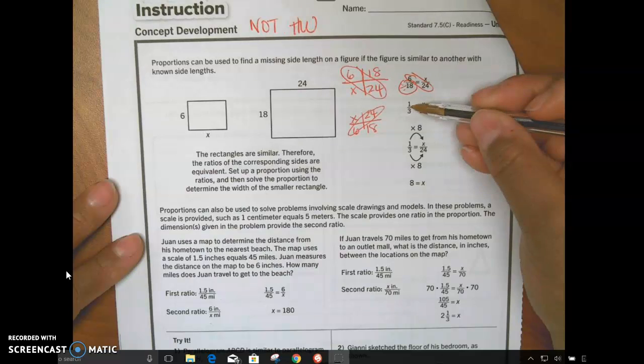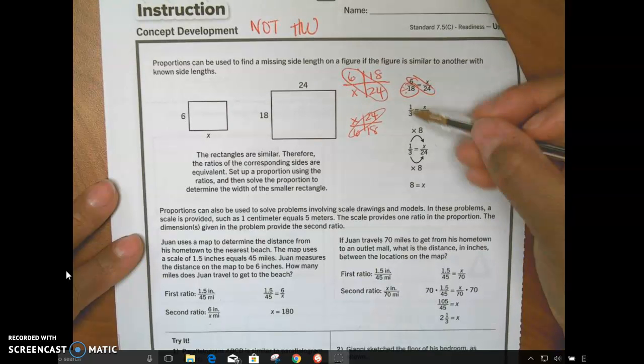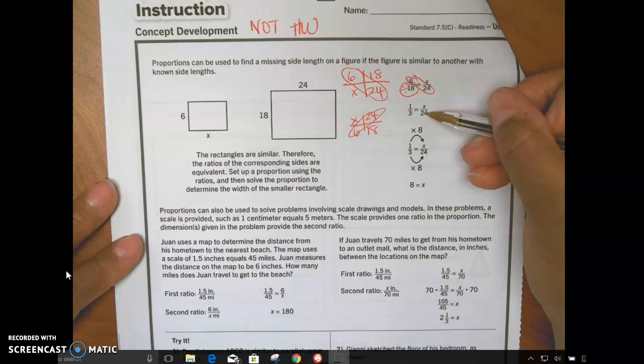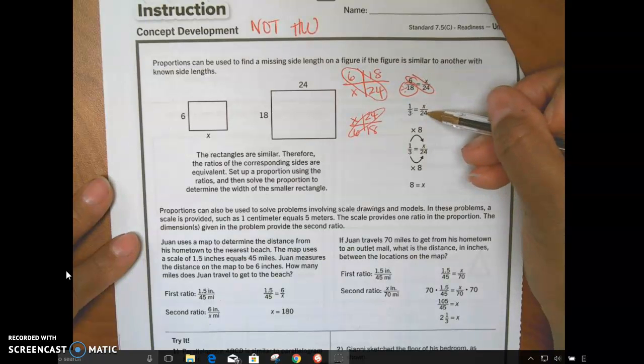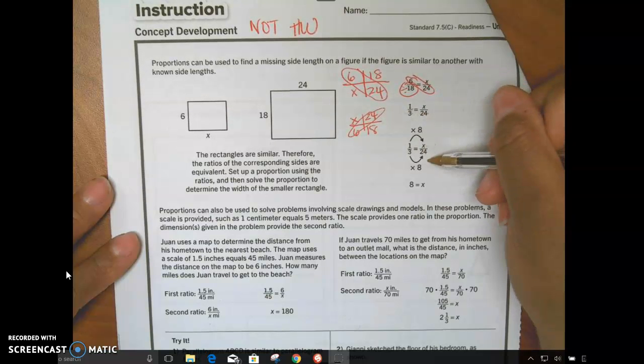Okay, what they did here is they simplified 6/18 to 1/3, even better. Why? Because now I have to divide by 3 instead of 18. This is page 100. 1 times 24 is 24, divided by 3 is 8. So this will be 8 out of 24.